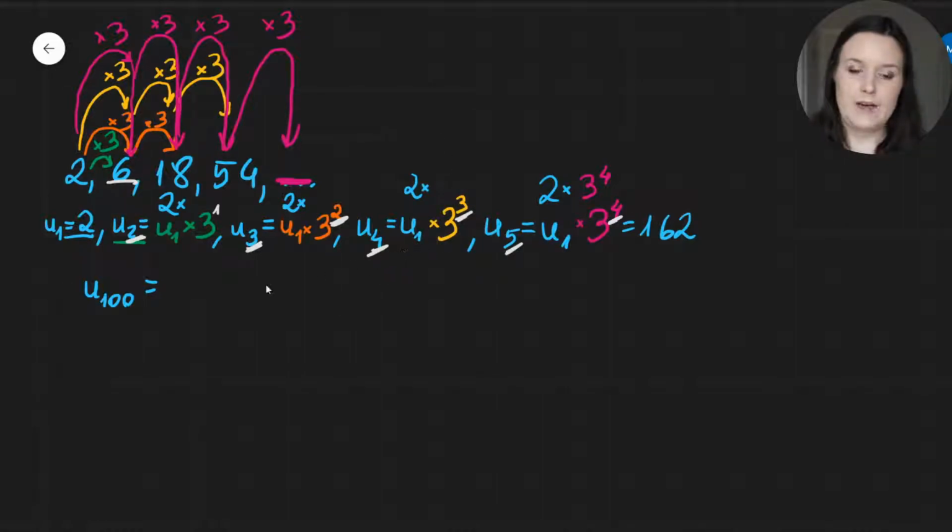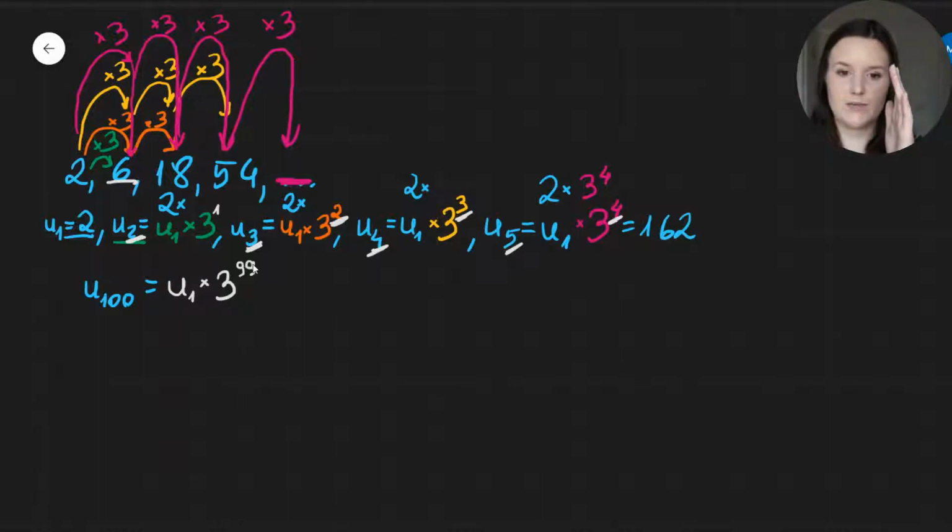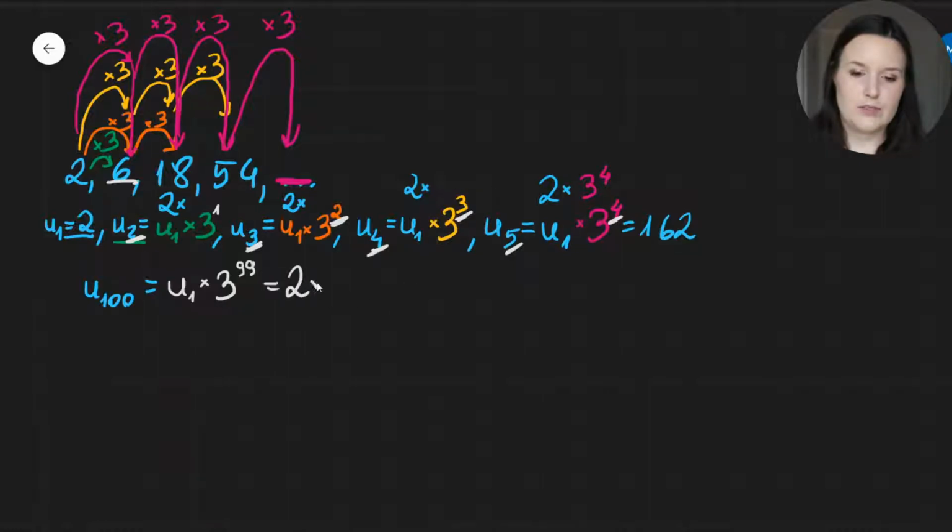So, if I want to find u100, I have to start at u1 and multiply by 3 how many times? It will be 99 jumps. If I start at u1 and jump 99 times, I will end up at u100. So let's calculate it. 2 times 3 to the power of 99. Ooh, that will be a huge number. But it's okay, let's calculate it.